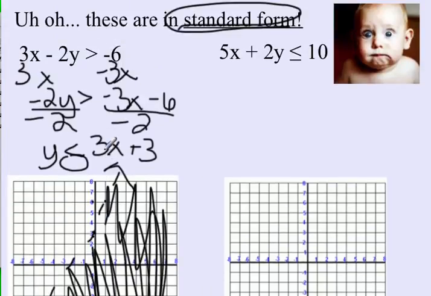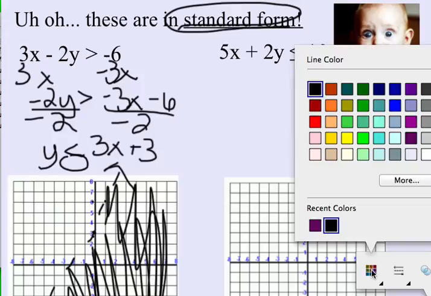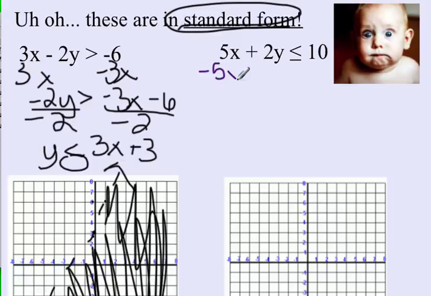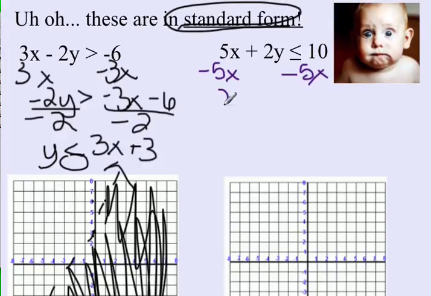And where my pencil lands, that's what I'm shading in. All right, now let's take a look at number 9 for you guys. So let's take a look at number 9. So I'm going to start by subtracting 5x from both sides. Again, we can't add the -5x and the 10 because one has an x and the other doesn't.